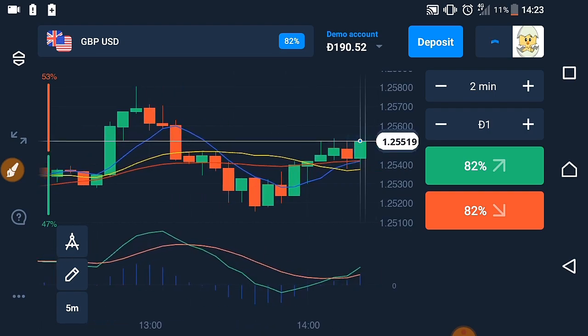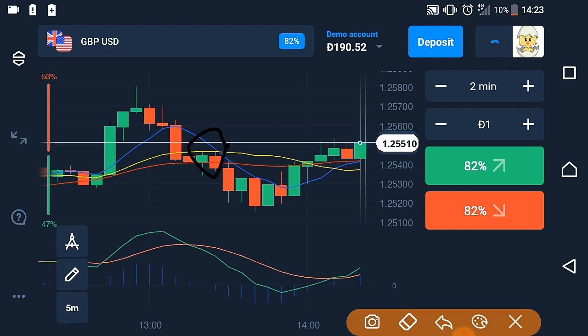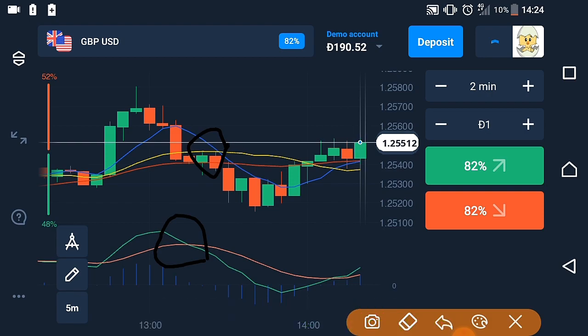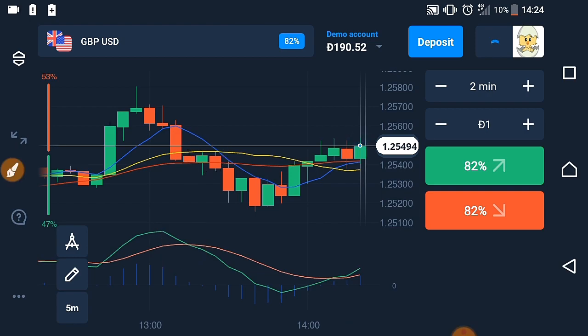You can see over here the blue line crosses the yellow line downwards. Before the blue line crosses the yellow line downwards, you would have seen a MACD crossing. So the MACD green line would have crossed the red line before you can see this movement on the blue and the yellow line. So the most important part of this video is for you to make a down trade.